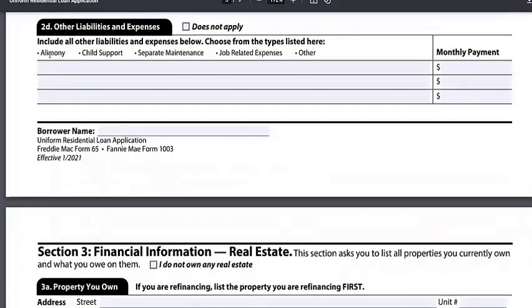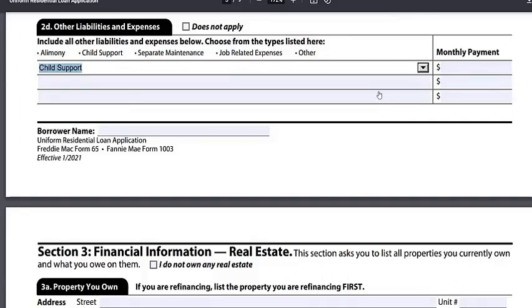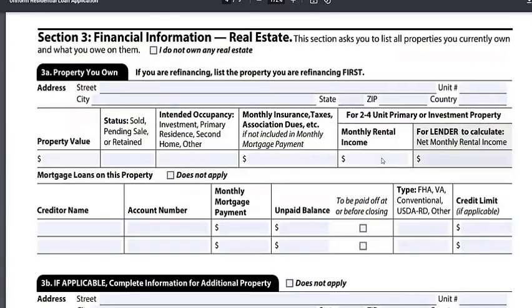Then other liabilities could be alimony, child support, separate maintenance, job related expense, and others. Hopefully, you know each one of them. If you do not know, we can discuss that later as well. Okay. And then the borrower just needs to select what type of other liabilities they have and the monthly payment. So it's a great help for them, what they need to fill in at what section or what form or what page number. Now section number 3, financial information, real estate.